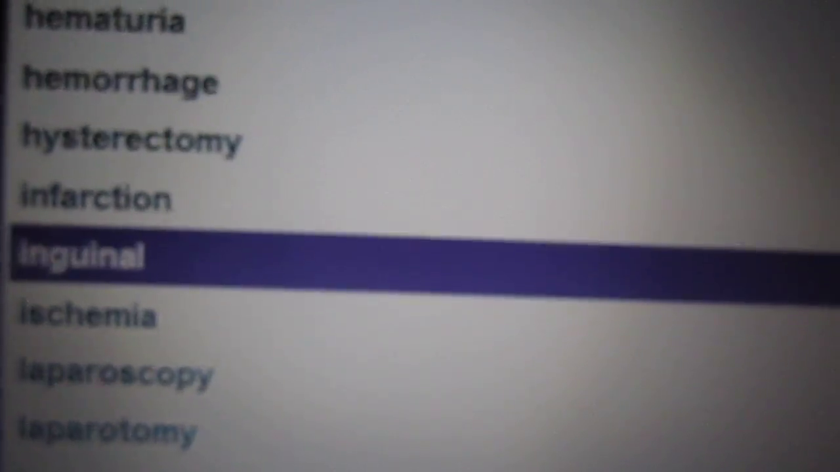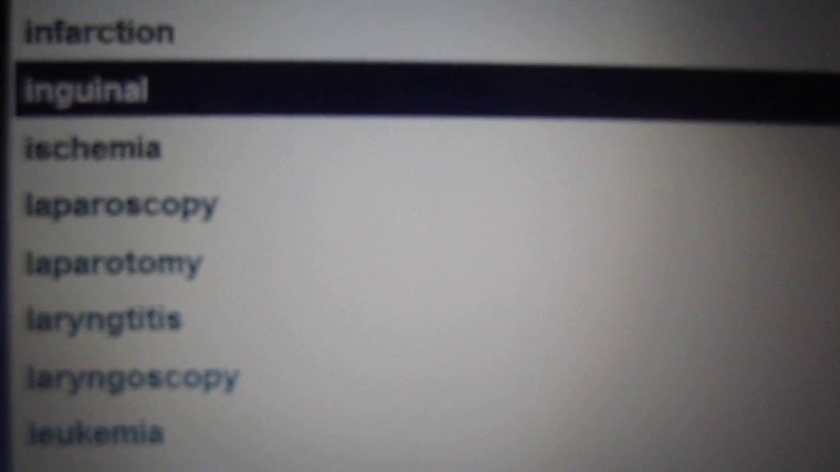Inguinal. Inguinal means pertaining to the groin. This is frequently the site of hernias resulting from weightlifting.